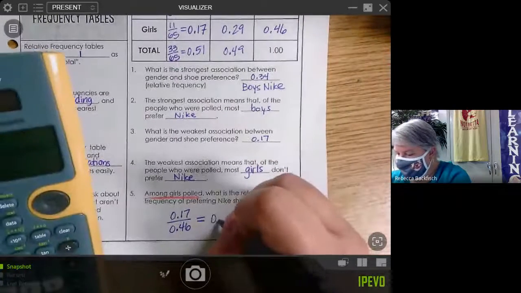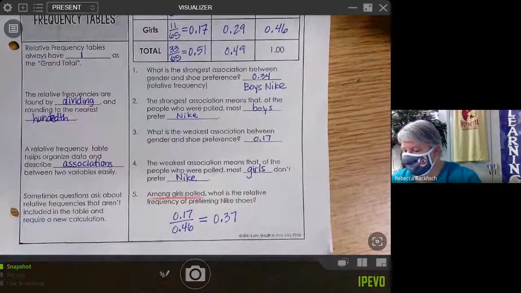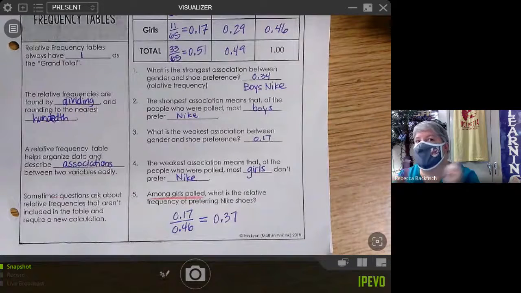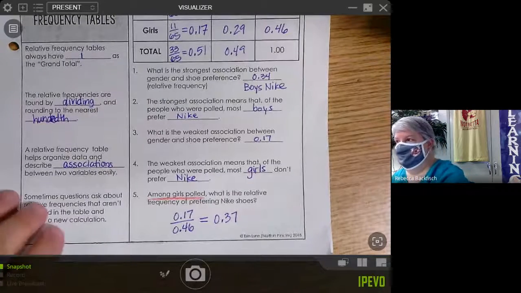So that rounds to about 0.37. So that basically tells me about 37% of girls, not of everyone, of girls prefer Nike. Questions there?